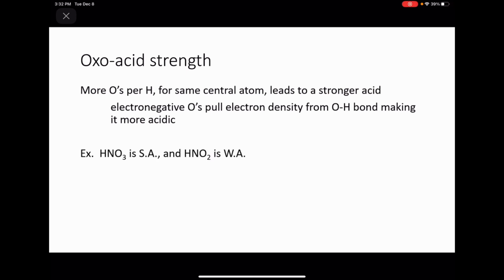So the example is nitric acid, HNO3, we could draw that out if we wanted, is a strong acid. It's one of our 7 strong acids that we need to remember. HNO2 is not in that list, and actually if we looked in the back of our book, we would find that there is a Ka that shows that it's a weak acid. Okay, so one less oxygen, it goes from a strong acid in water to being a weak acid in water.